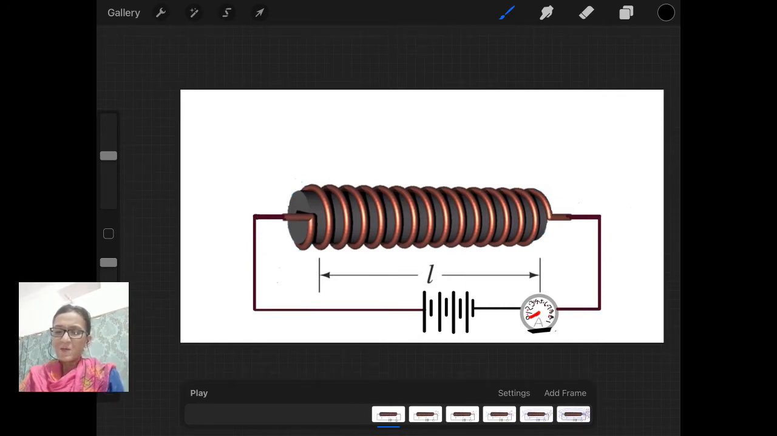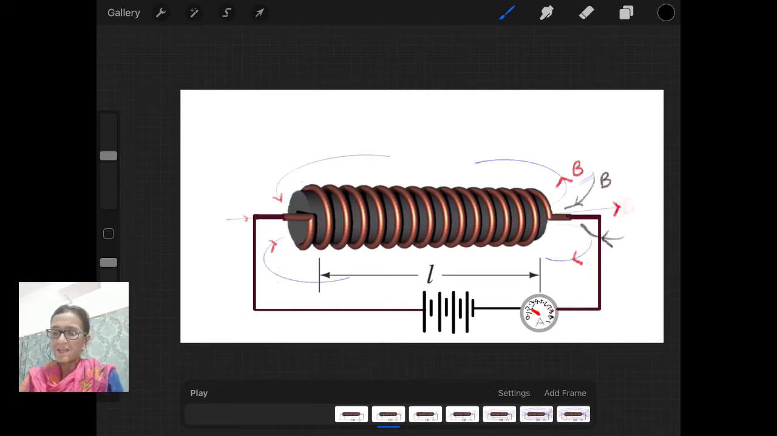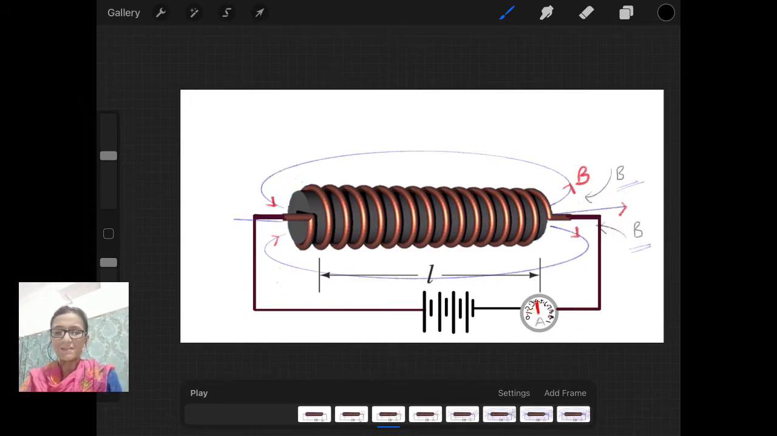When current is zero, there is no magnetic flux or field lines. Current is increased. Here in the ammeter you can see current is increased, so magnetic field lines have also increased proportionally. If you further increase the current in the ammeter, you can see the field lines have strengthened and there is a change in magnetic field lines, magnetic flux.